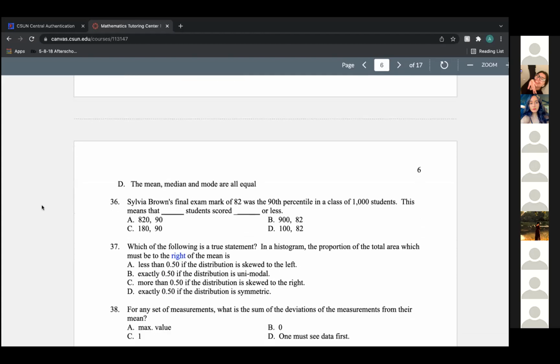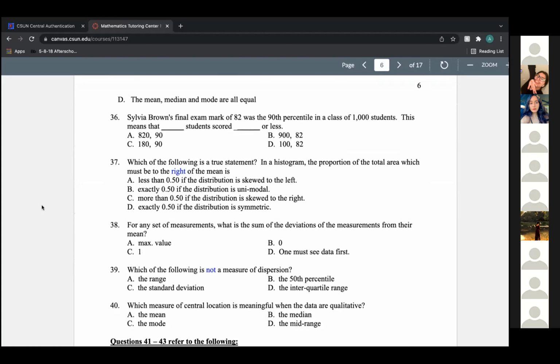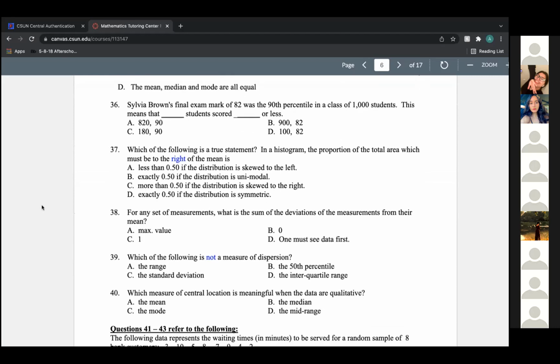Number 36. Sylvia Brown's final exam mark of 82 was the 90th percentile in a class of 1,000 students. Good job, Sylvia. This means that 900 students, because 90% of 1,000 is 900, 900 students scored 82 or less. So the answer is B.